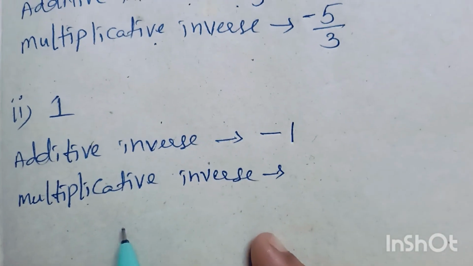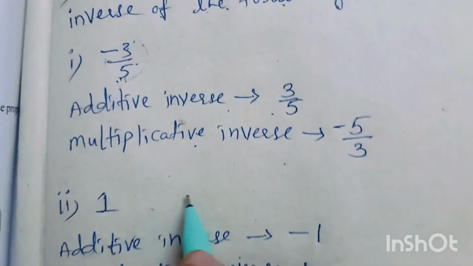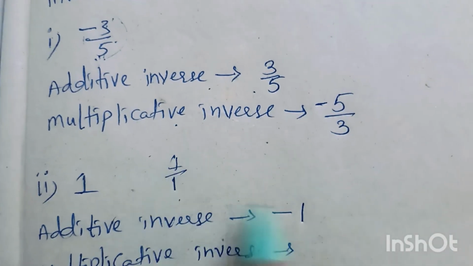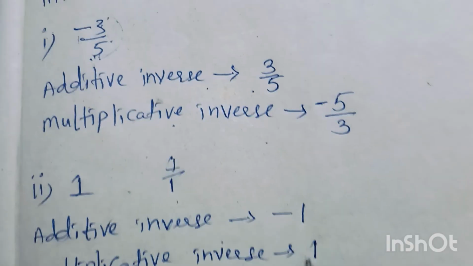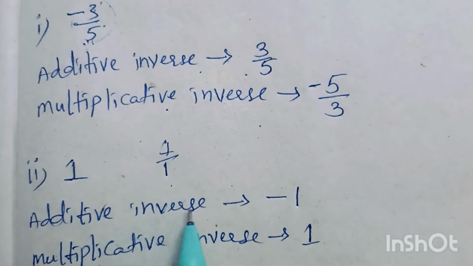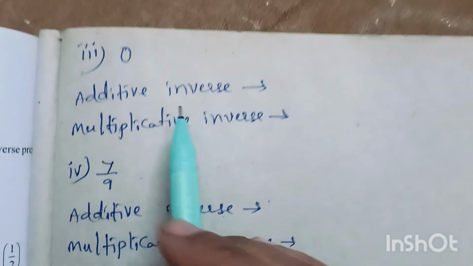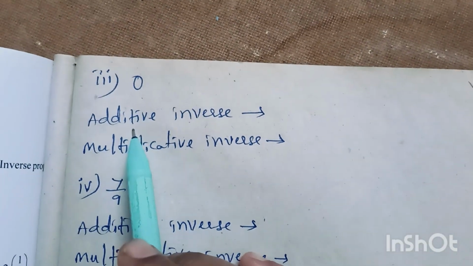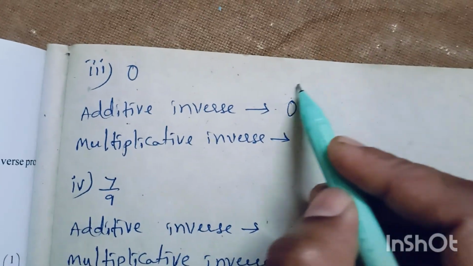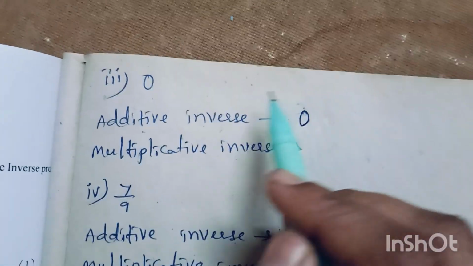And multiplicative inverse means we focus on numerator and denominator. Here 1 is the numerator. If nothing is there, the denominator is also 1. 1 by 1 is 1 only. So the multiplicative inverse of 1 is 1 only, and the additive inverse of 1 is minus 1. And next, 0. The additive inverse of 0 is 0 only. Plus 0 or minus 0, nothing changes. We have to write only 0.